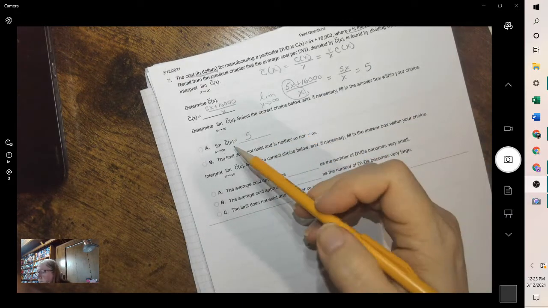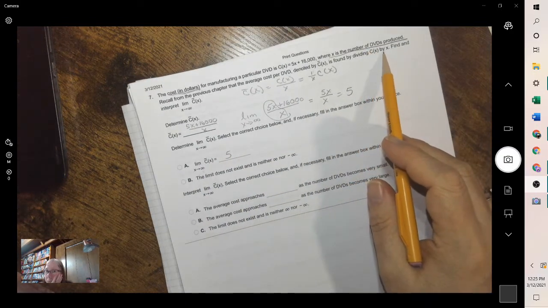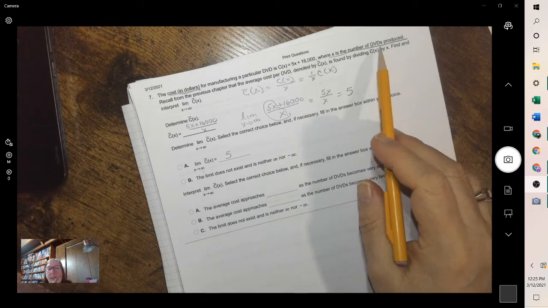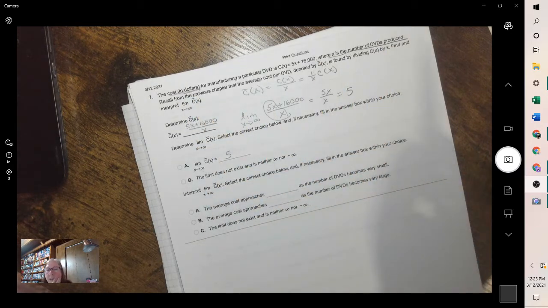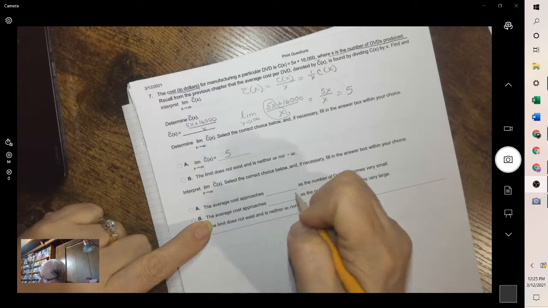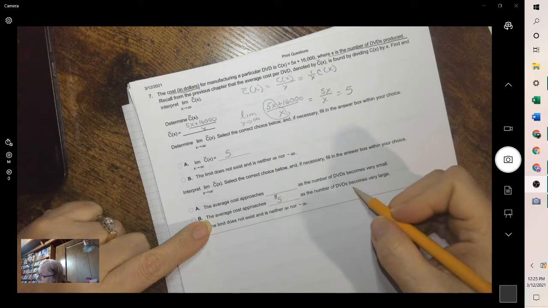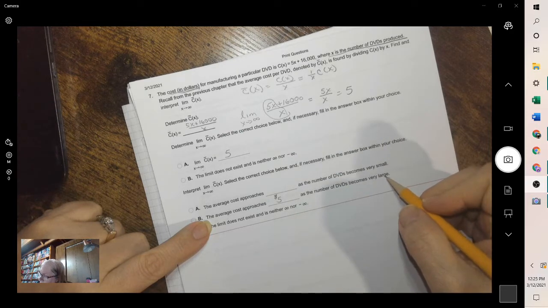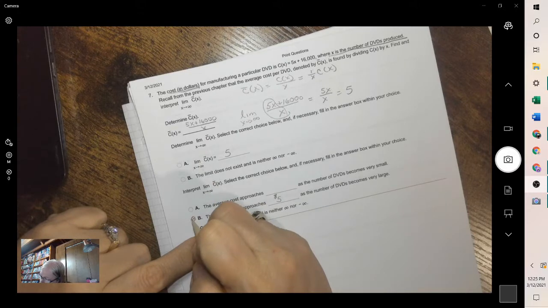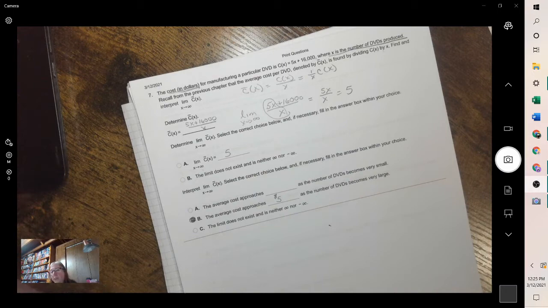What that means is as x becomes large, which is the number of DVD sales, so as the number of DVD sales becomes very large, the average cost is $5 each. So the average cost approaches $5 for each DVD as the number of DVDs becomes large, because x is approaching infinity. So it's giving you your cost per DVD rather than the total cost.